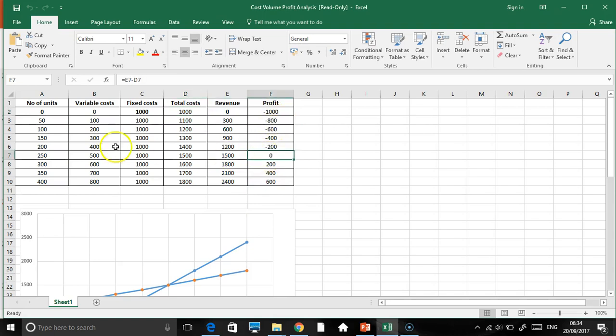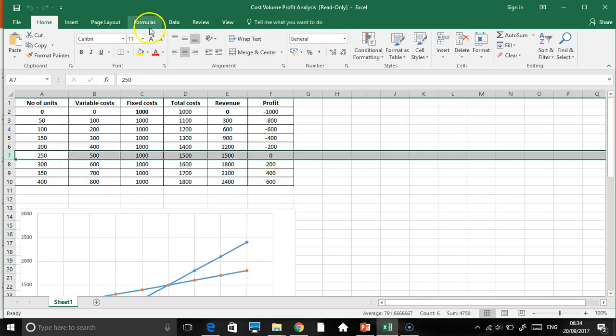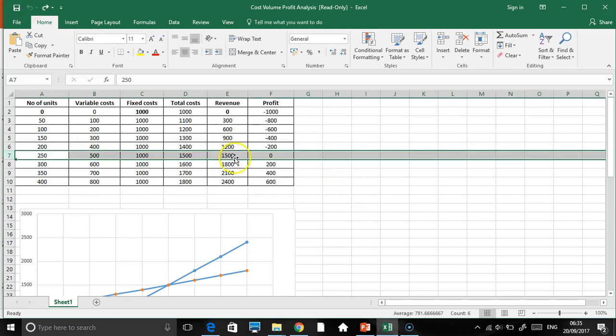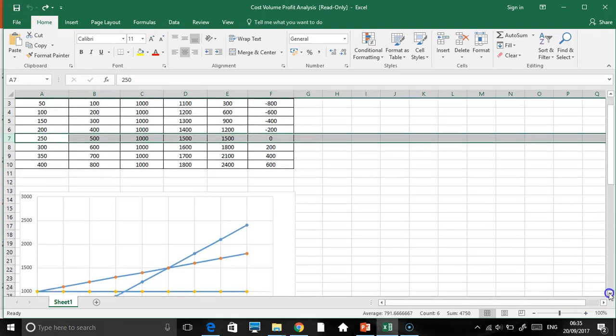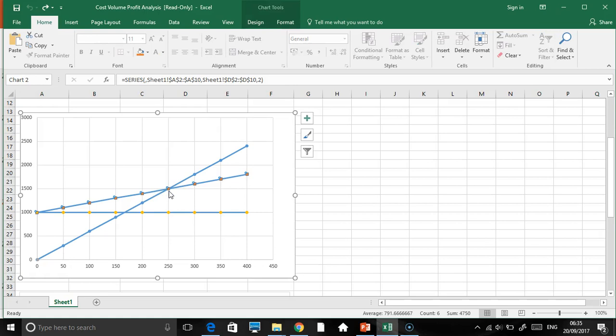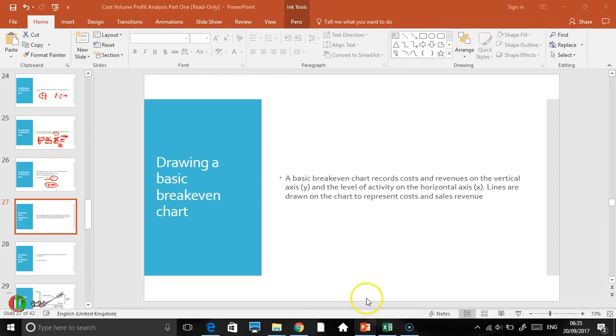Of course, at break-even, which is 250, I'll just highlight that for you to see. We can see clearly that profit is equal to 0. We can draw a graph of this and see this relationship, and graphically we can work out this point. This is the point where your total revenue meets your total costs, and that's at this break-even point of 250. So nothing brand new over there. Let me just go back to the slides.